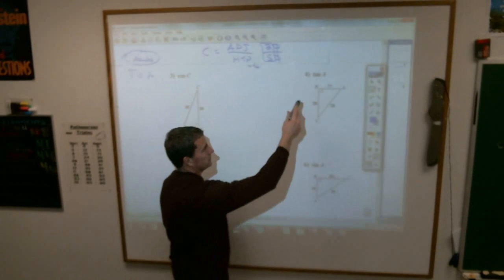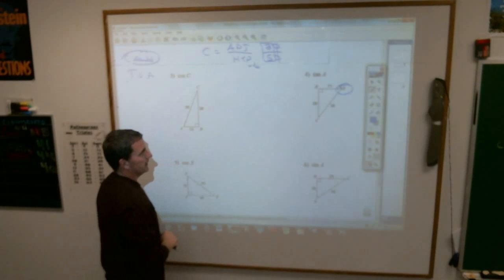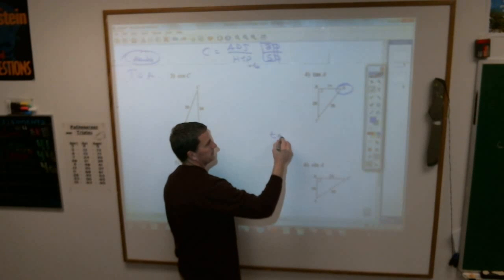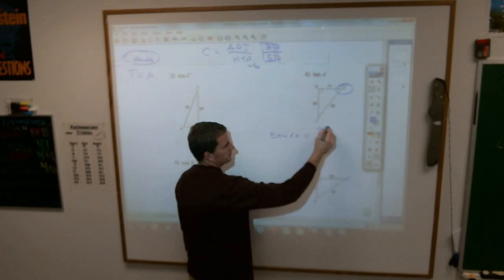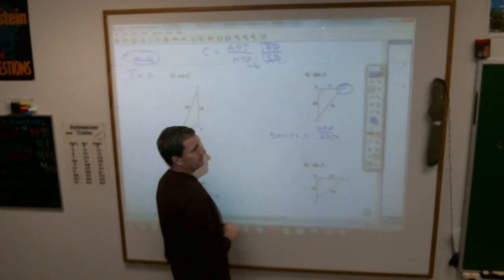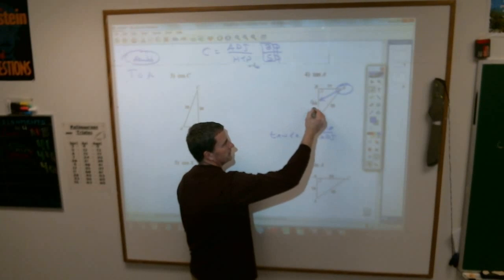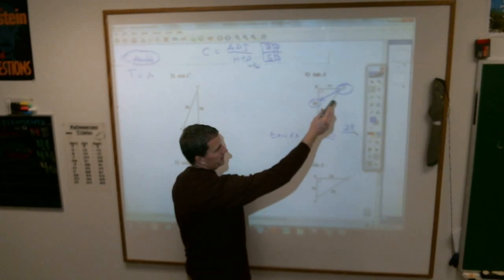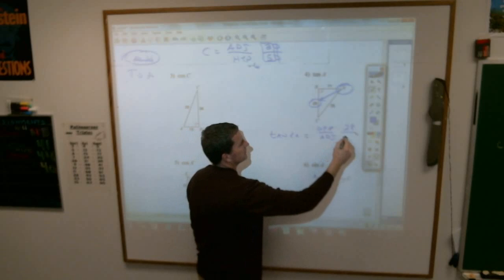Tangent of angle A. Tangent is TOA, opposite over adjacent, correct? So you're not dealing with the hypotenuse at all. Here's A. Opposite of angle A is 28. Adjacent to angle A, remember it's not the hypotenuse, so it's the other one. What is that, 21?